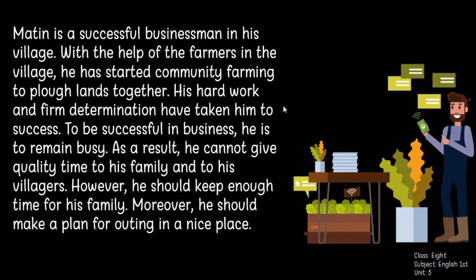Motin is a successful businessman in his village. With the help of the farmers in the village, he has started community farming to plow lands together. His hard work and firm determination have taken him to success. To be successful in business, he is to remain busy. As a result, he cannot give quality time to his family and to his villagers. However, he should keep enough time for his family. Moreover, he should make a plan for outing in a nice place.